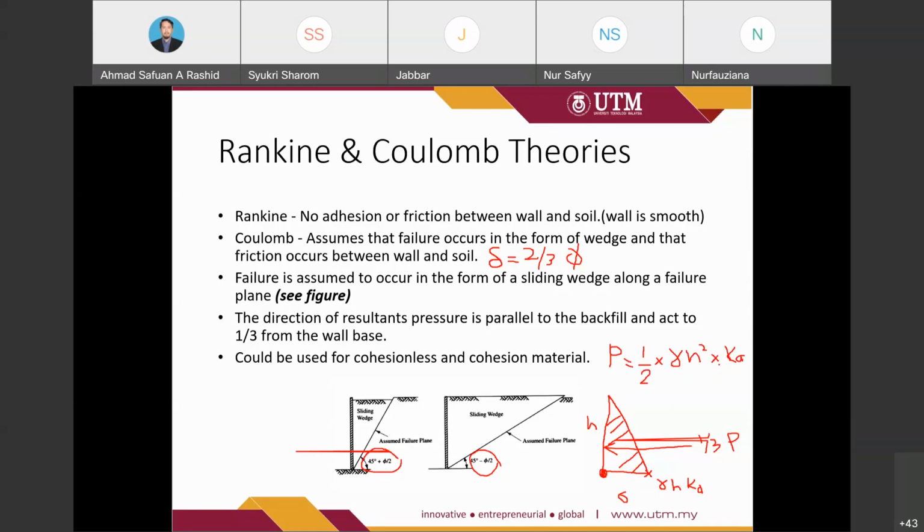However, if we have a multi-layer of soil, there will be another discussion where we need to identify the pressure acting on any level where there is a difference in soil properties. However, for this topic, we only discuss a single layer of soil.